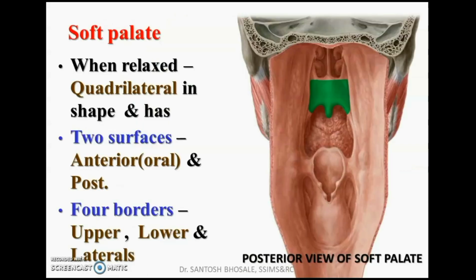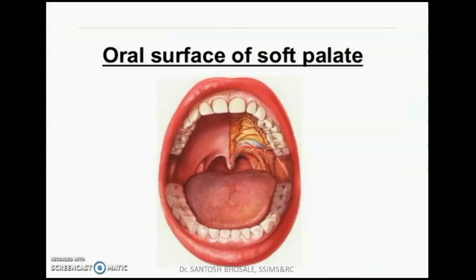And as we already discussed, its shape is roughly quadrilateral. You can see the green colored area there. That is soft palate. It presents two surfaces, oral and pharyngeal. You can say anterior and posterior. Four borders: upper, lower, and two lateral borders. That is the upper border, superior border, and two lateral borders with the wall of pharynx, and a curved inferior border with the midline projection called the uvula. You can see there. And this is the oral surface, what you are seeing here.